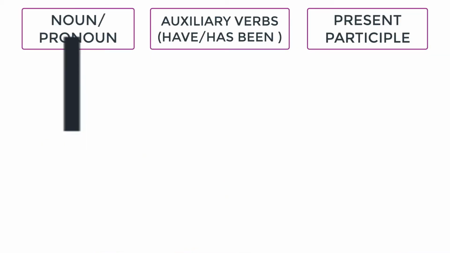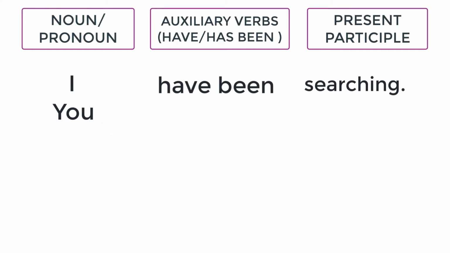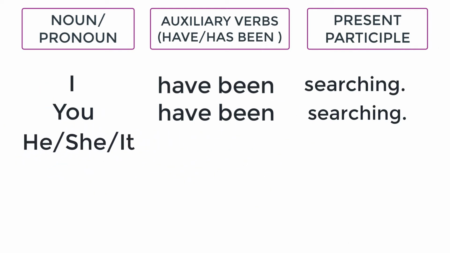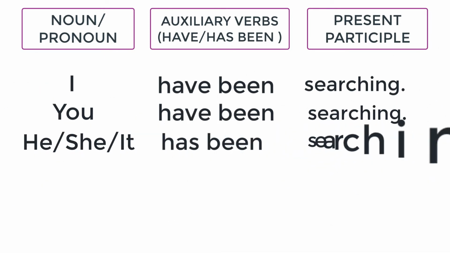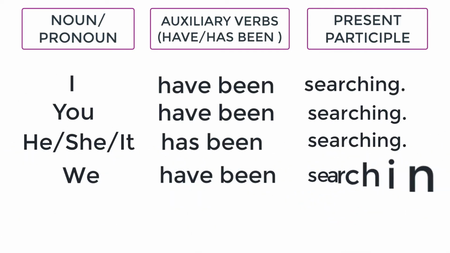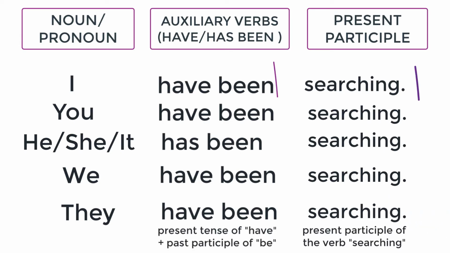With the pronoun I, have been searching. With the pronoun you, have been searching. With the pronouns she, he, or it: she has been searching, he has been searching, it has been searching. With the pronoun we, we have been searching. And with the pronoun they, have been searching.